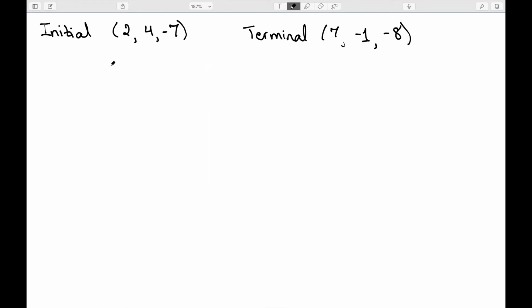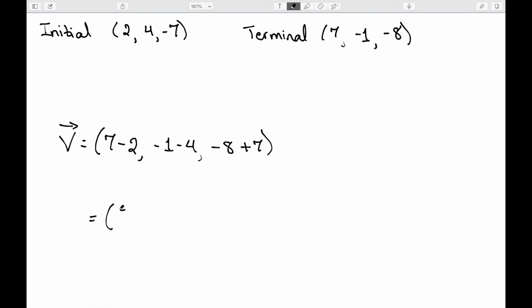As an example, let's consider a vector that goes from the initial point 2, 4, negative 7 to the terminal point 7, negative 1, negative 8. And I want to write this vector so that its initial point is the origin. So we subtract terminal minus initial, so 7 minus 2 for the first one, negative 1 minus 4 for the second one, and negative 8 minus negative 7 for the third one. So this point would be 5, negative 5, negative 1. So I could define my vector by the point 5, negative 5, negative 1.